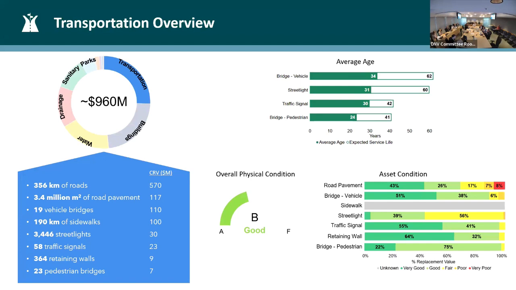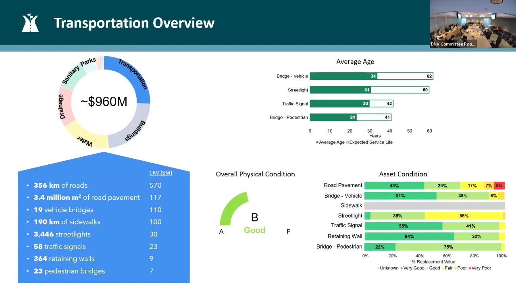So the first one we're talking about is the transportation. I'm going to spend a couple of extra minutes on here just to guide you around what each dashboard looks like, because they all look quite familiar. So on the top left-hand side here is the estimated cumulative replacement value of all of our transportation assets, and that's shown to be roughly $1 billion. Below that, on the lower left-hand side in blue, there's a number of highlighted key stats, just for your awareness.